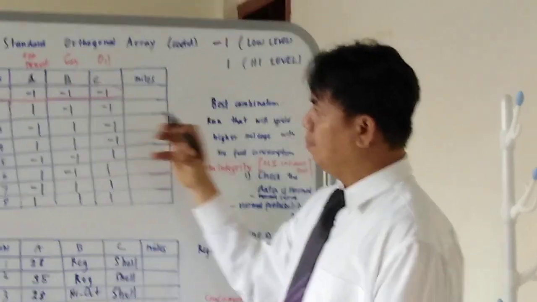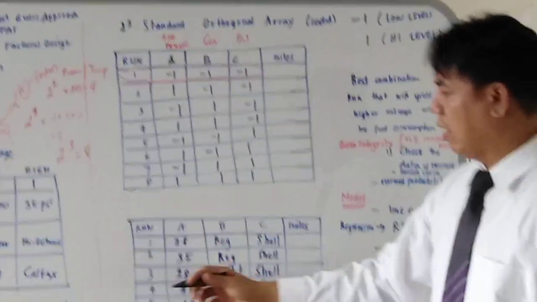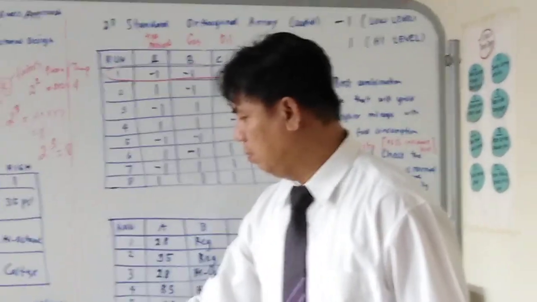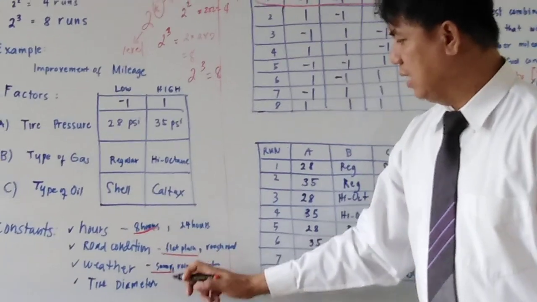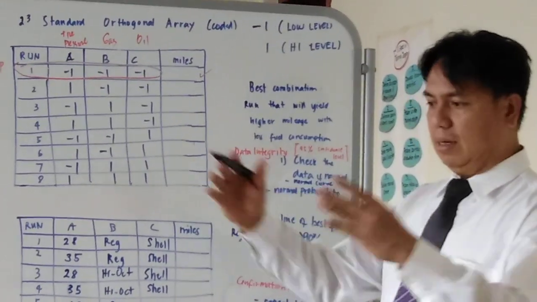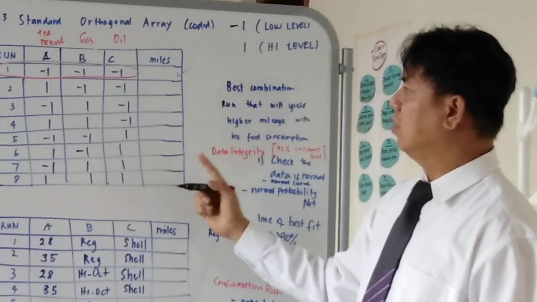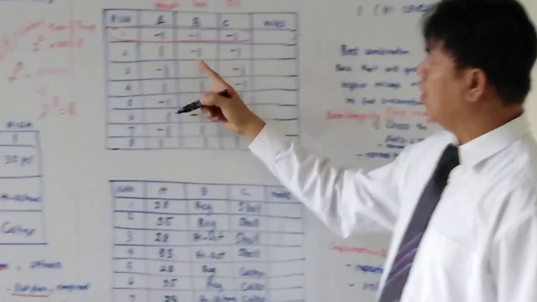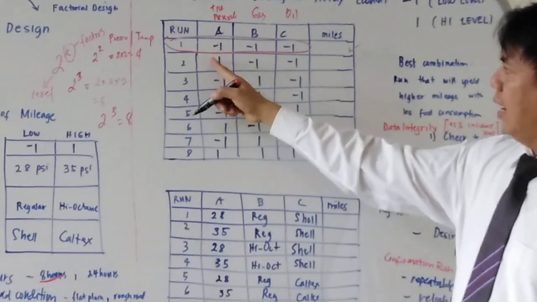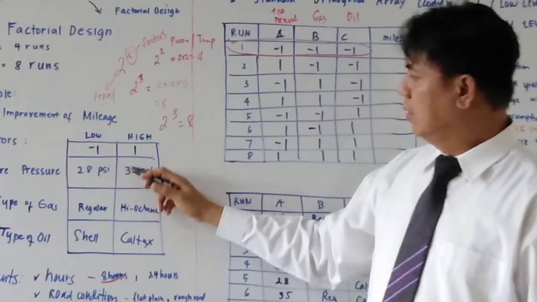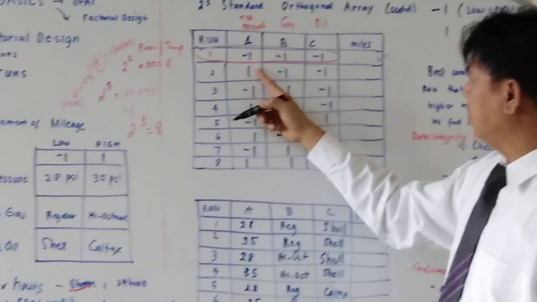So when I put them in one setup, then I will run, for example, 8 hours, and then a flat or plain road, only in sunny weather, with only one tire diameter. Then I will register here the mileage, because every car can register the mileage in the panel board. Okay. So next, 1, negative 1 means the high level of A. So here is A, the high level is this, 35. So here I will put 35.